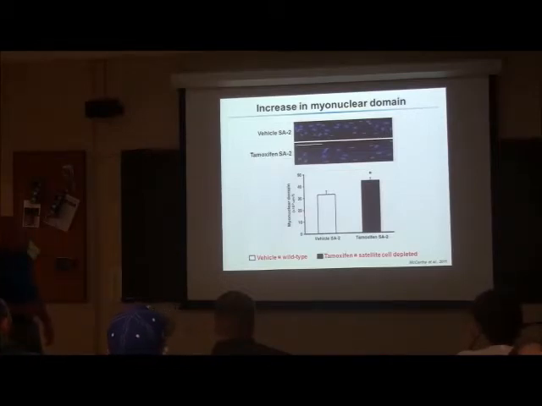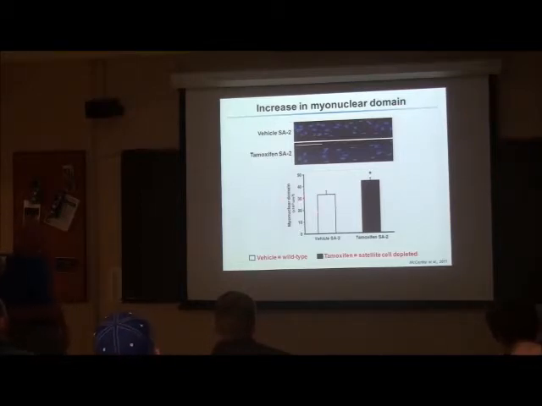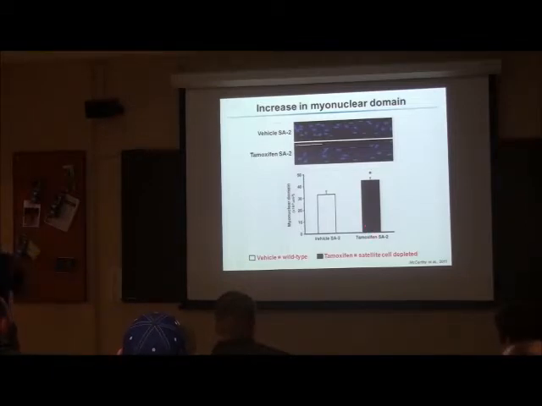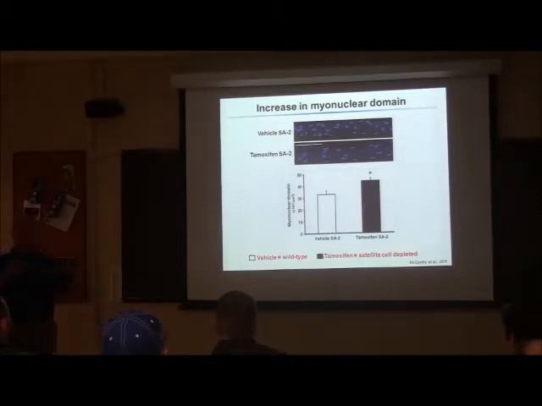What this is showing here is myonuclear domain, and this is just in a control. Again, it's roughly 30,000 microns cubed. And what you can see is that in muscle that has no satellite cells and has undergone 2 weeks of synergistic ablation, the myonuclear domain is larger. Exactly what you would expect, right? Because the muscle got bigger, but because you had no satellite cells, you didn't add any more nuclei.